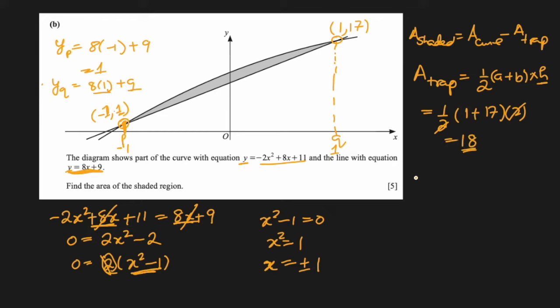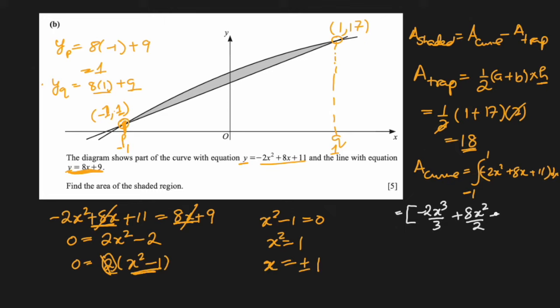Now I want the area under the curve. It will be the integration from -1 to +1 of this minus 2x square plus 8x plus 11 dx. Alright, so what will be the integration of minus 2x square will be minus 2x cube over 3, then 8x square over 2, and then plus 11x plus c from -1 to 1.